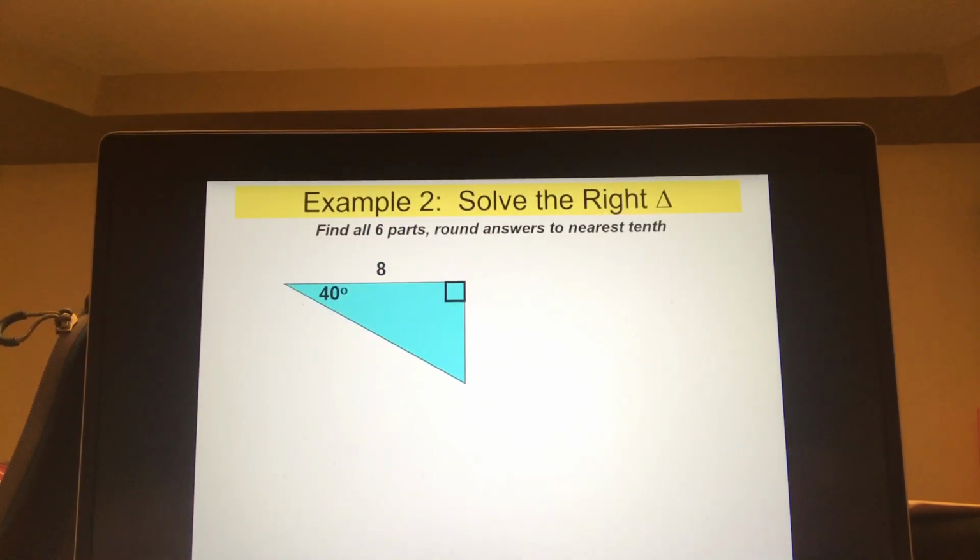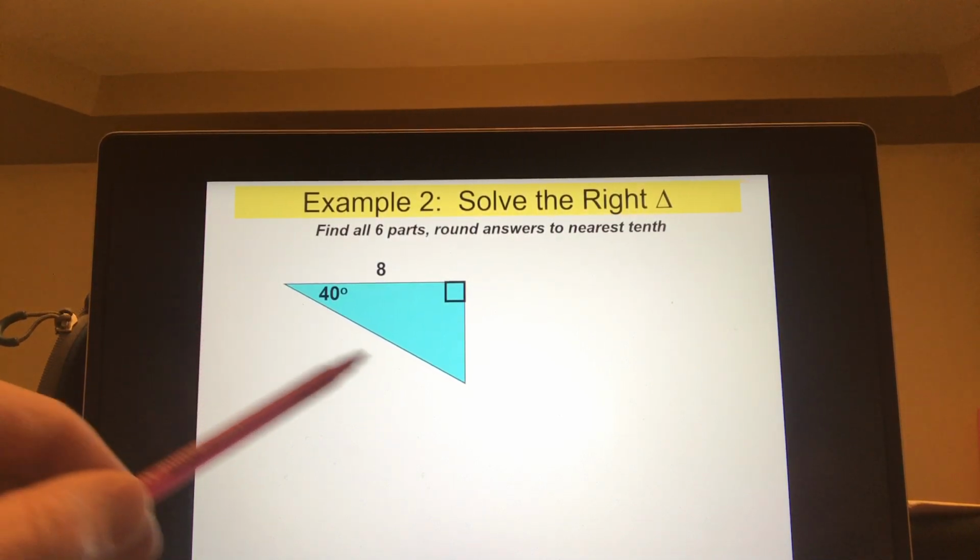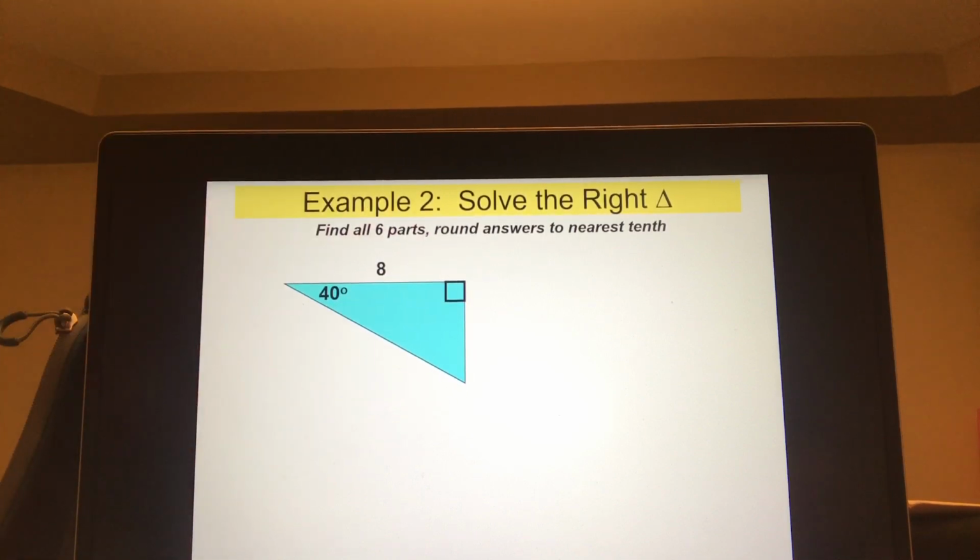Now these numbers I think are already on your paper for the second example at the bottom of the page. Trying to find all 6 parts of that triangle. We call that solving a right triangle. Round the answers to the nearest tenth. Angles, we often say round to the nearest degree. Good spot to pause if you haven't already done so. See if you can find those 3 remaining parts. That part, and the angle.